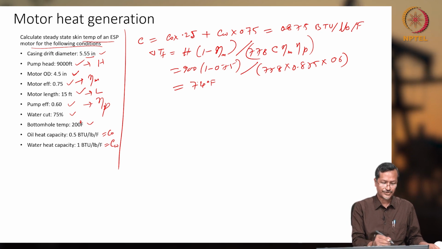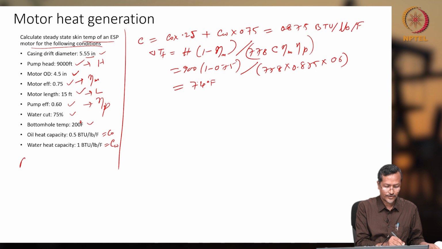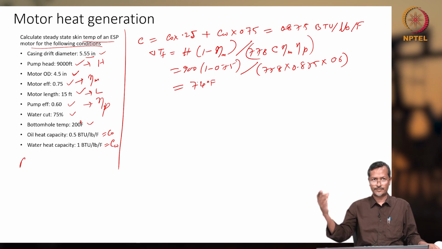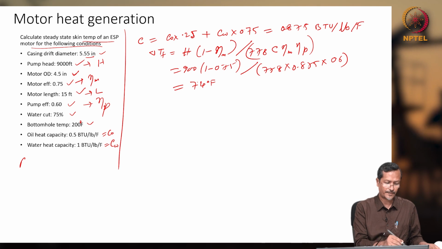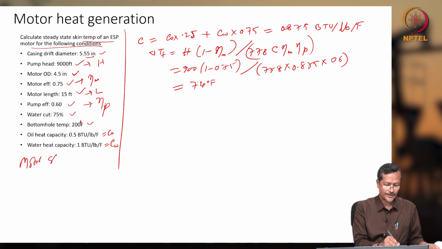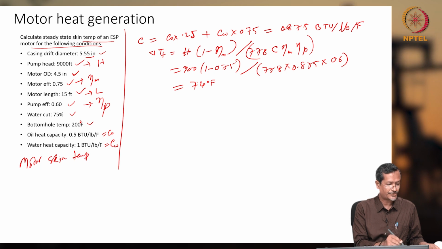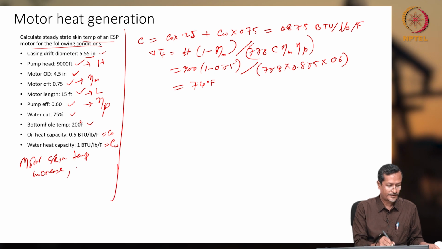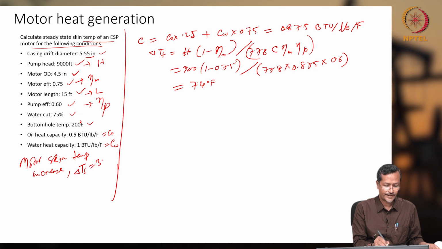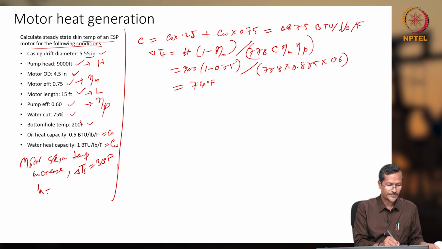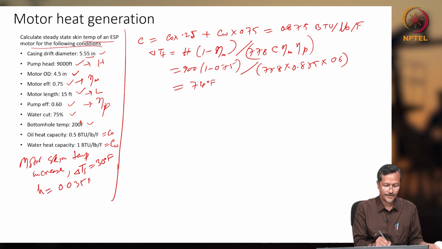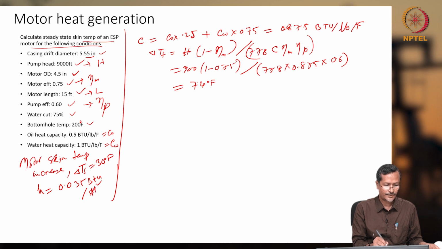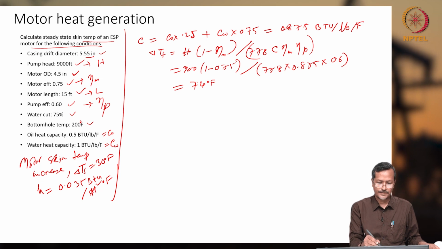Now the motor skin temperature. Here you have to take two assumptions. Otherwise, in the book it is given that you have to use a table or something else. So let's assume, for this problem, the motor skin temperature increase delta T equals 30 degree Fahrenheit, and the convective heat transfer coefficient you take as 0.035 BTU per second per square foot per degree Fahrenheit.